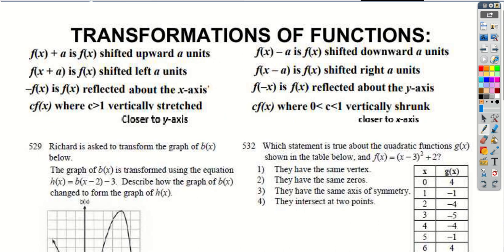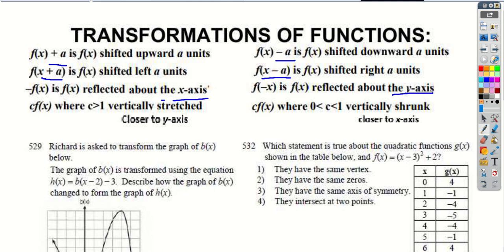Remember, if we add to the end of a function or subtract, it's going to go up or down. If it's inside the parentheses, it's going to go left and right. And remember, plus actually moves to the left, and minus goes to the right, okay? If you put a minus in front, it reflects over the x-axis. A minus inside reflects over the y-axis.